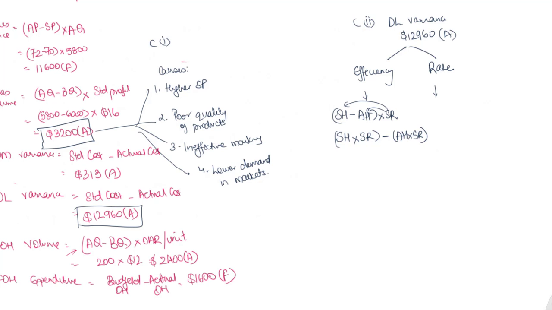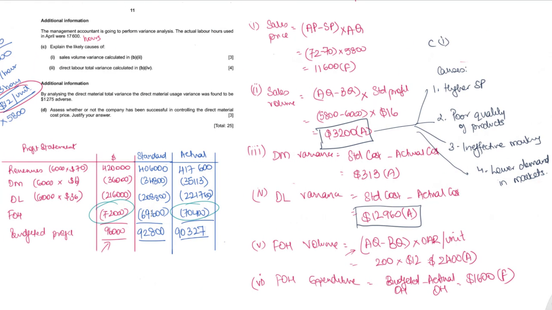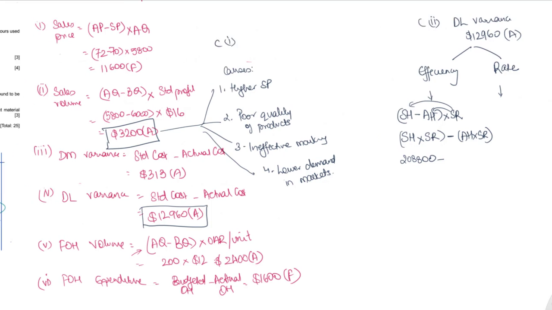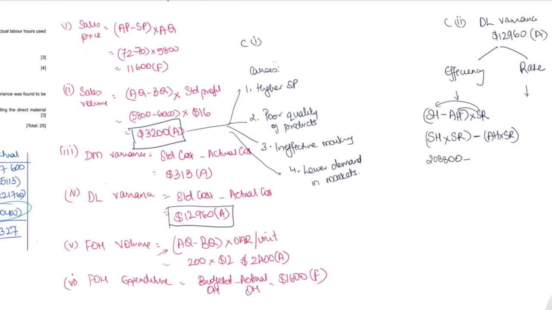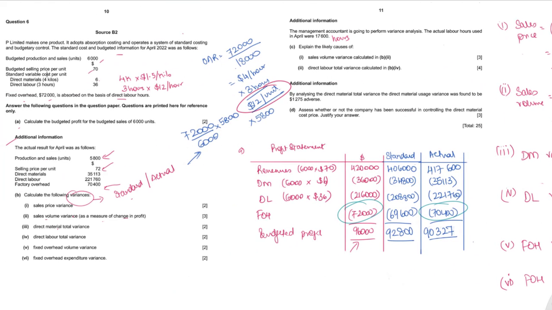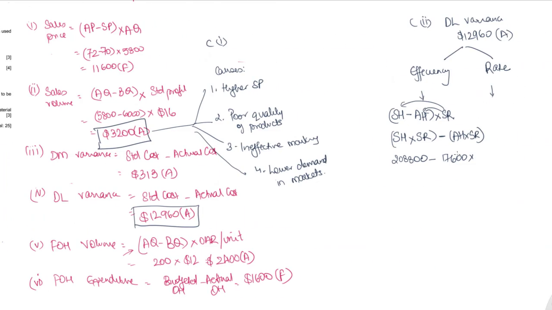Now standard hours multiplied by standard rate is nothing but the standard cost of labor, 208,800. So 208,800 minus the actual hours, 17,600, multiplied by the standard wage rate that was budgeted initially, which was $12 per hour. So multiplied by $12.